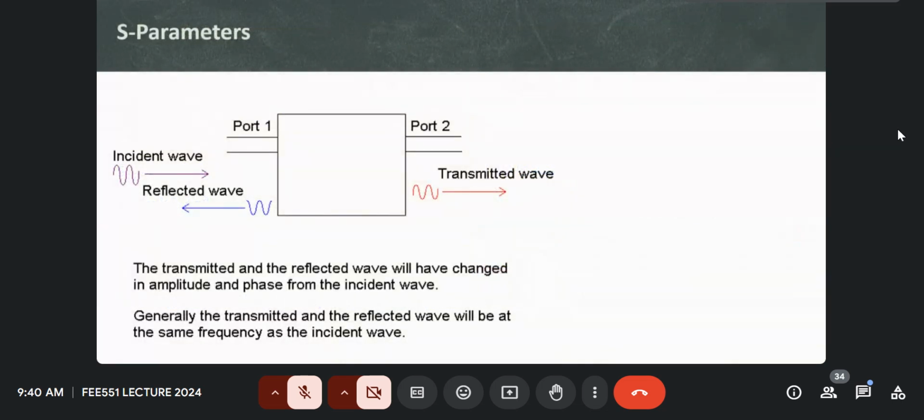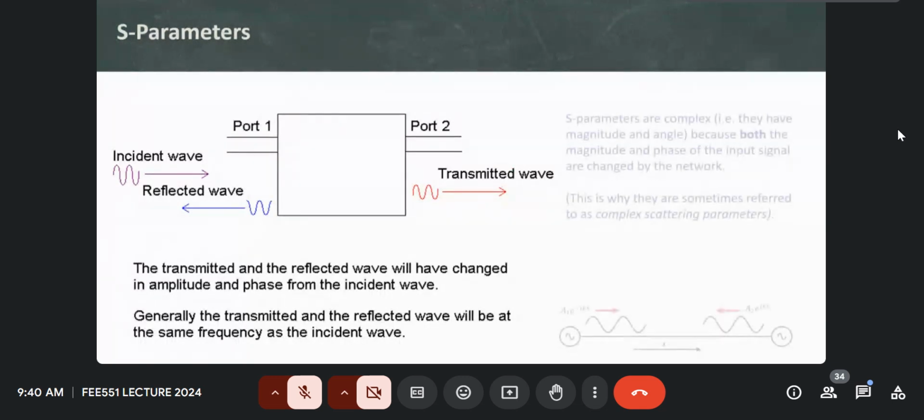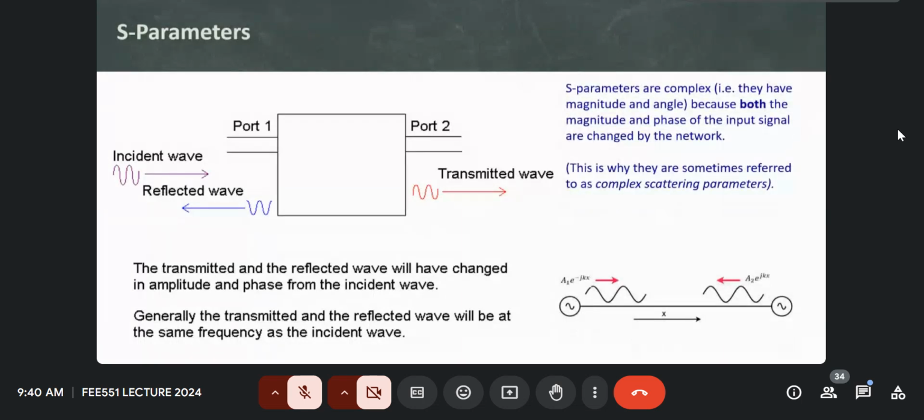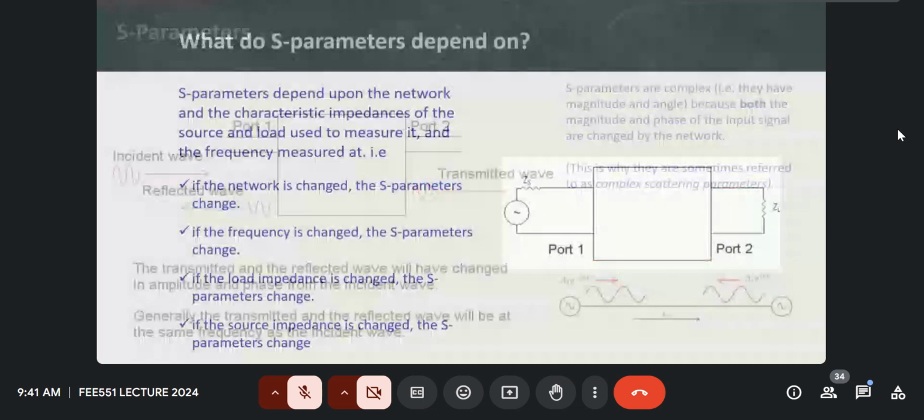So we've seen that when you input a wave, you can see the reflected wave, and you can also see the transmitted wave using S parameters. And S parameters can be complex. That's why sometimes you refer to them as complex scattering parameters. Demonstration of transmission: this is incident, and this is reflected. It's just a visual representation.